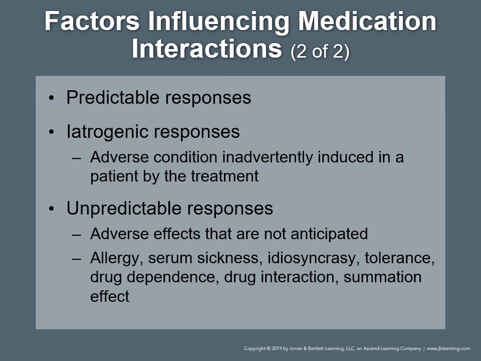Unpredictable responses. Some patients may have adverse effects that are not anticipated. The most common unpredictable response encountered in the pre-hospital setting is an allergic reaction. An allergy develops when a person has previously been exposed to a particular antigen and develops antibodies against that substance, or sensitization. After a person has become sensitized, subsequent exposure to that same substance results in hypersensitivity. Because the patient is hypersensitive, the drug activates the immune system.